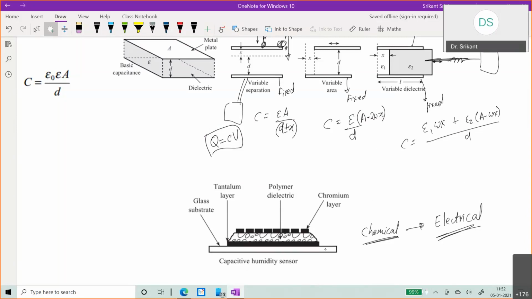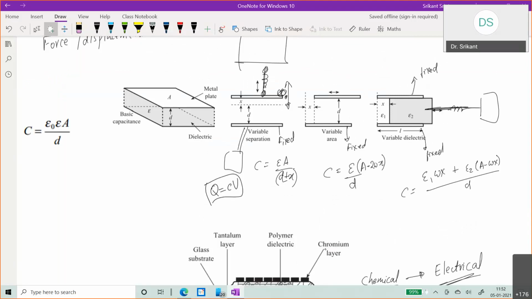Why was it 2wx? Because as pointed out by one student correctly, if I'm shifting it by x over here, I'm also losing x over here. So there is x here and x here. Both are happening simultaneously. It becomes 2x. Is that correct? I don't know.